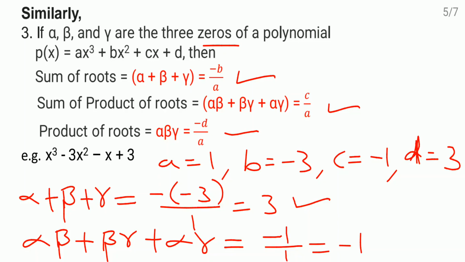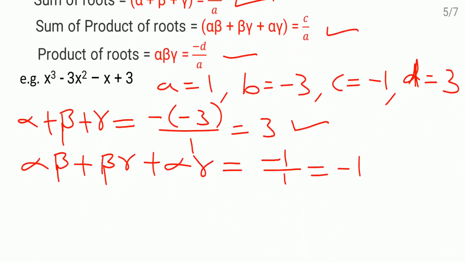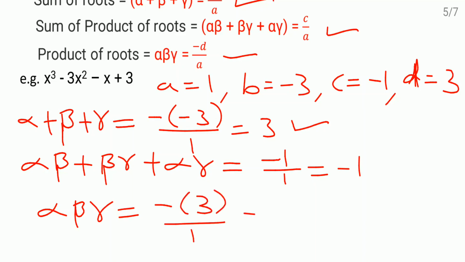Now finally, the product of the roots. So product of the roots means what? Alpha, beta, gamma, which is equal to minus d by a. Minus, the value of d is what? 3. And a is what? 1. Right? So our answer comes as minus 3.